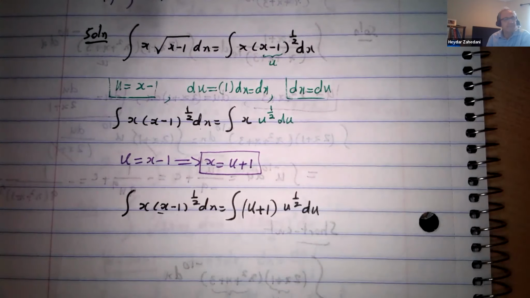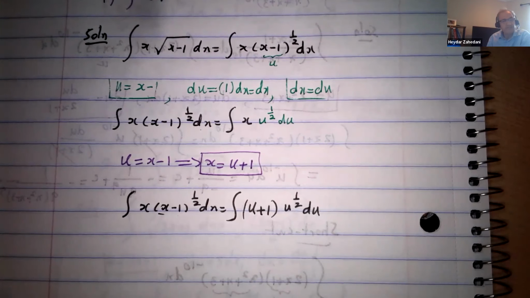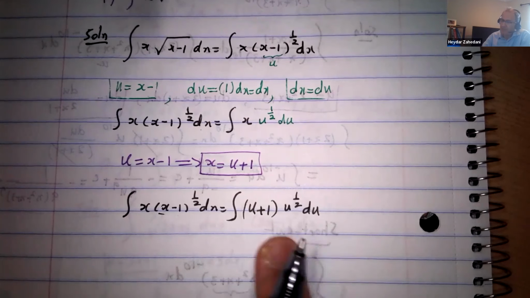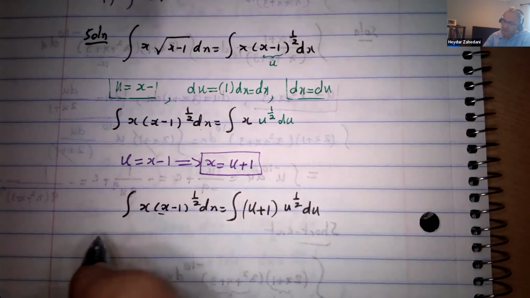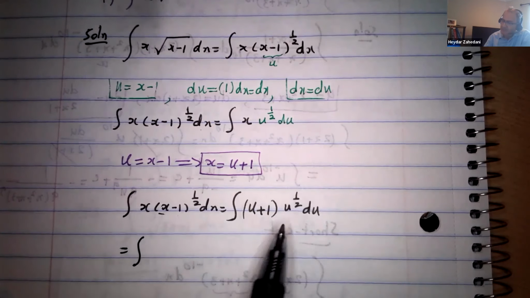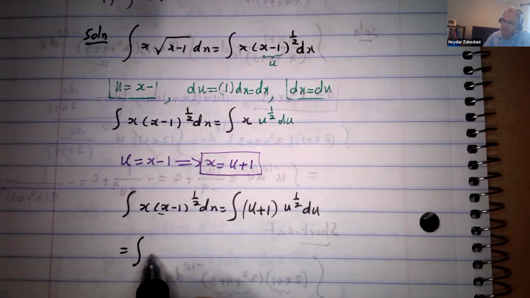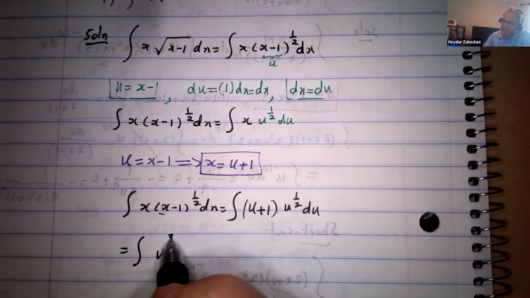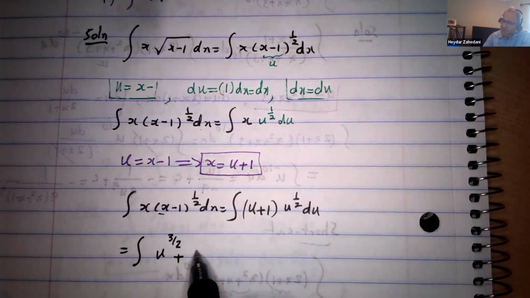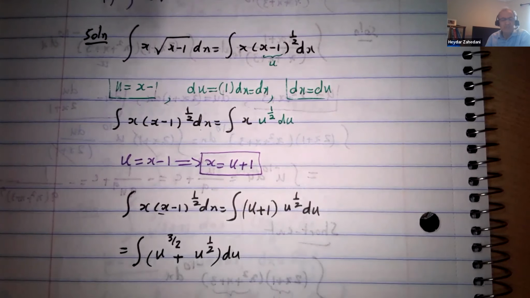You see? Everything in terms of the u. Now to integrate it, you distribute it first, you multiply it. u to the half times u would be u to the 3 halves, plus u to the half times 1 would be u to the half, and the du. See?